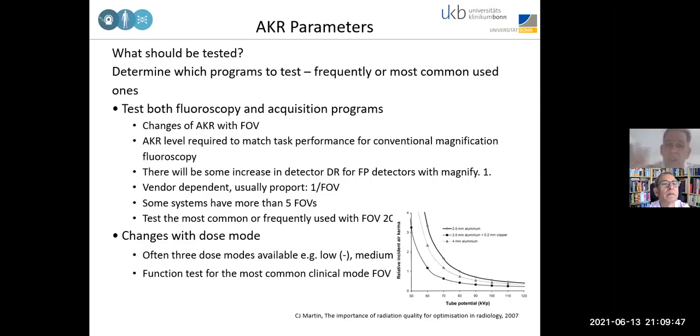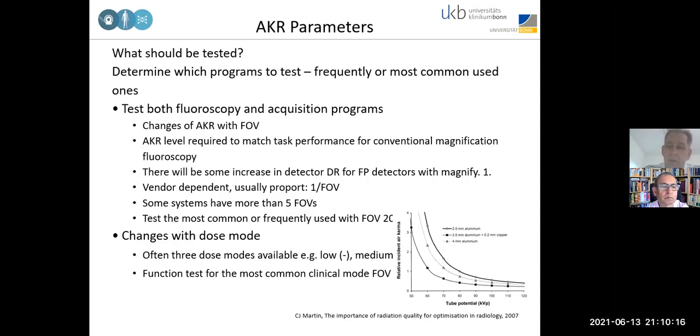Determine which programs are tested frequently, the most commonly used ones. I will repeat that permanently because it's important. I've seen colleagues testing 150 programs, and I said I'm pretty sure that is not the use of the machine. So look at what is the most common one, and then use those. Test both fluoroscopy and acquisition programs. So what is used for the X-ray tube, and what is then needed by the detector.